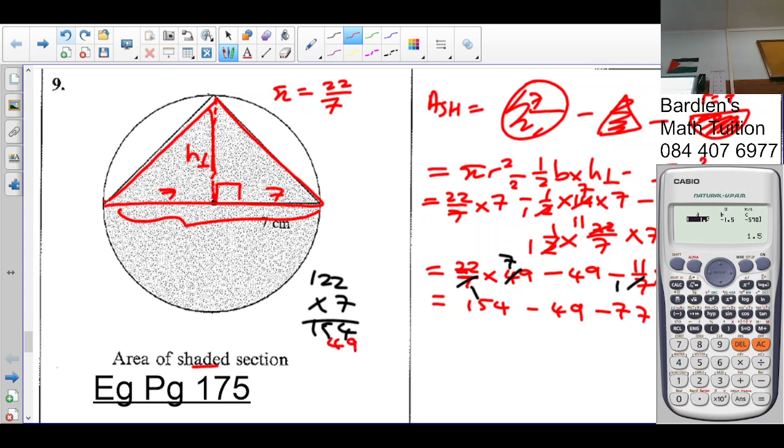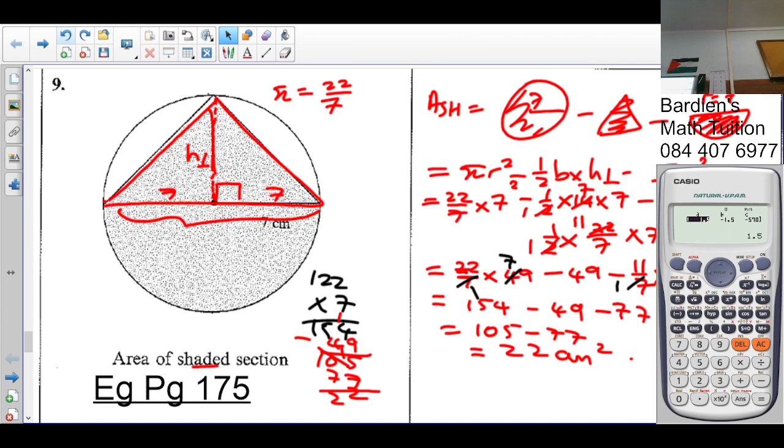154 minus 49 is going to give you 105, minus 77, so it's going to be 9 is 2, 22 centimeters squared. Okay. And just confirm if I'm correct here.